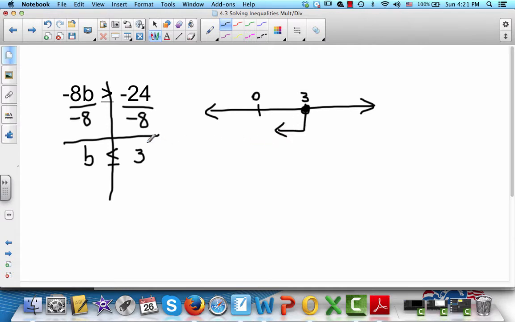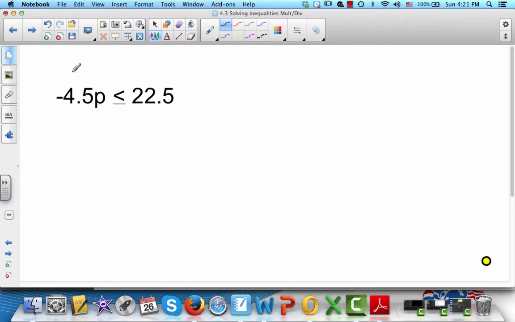Okay, remember, not just when a negative number is involved, but when you multiply or divide by a negative number, that's when you switch the direction of the inequality sign. Okay, your turn. You do this one, pause the video and get back with me. We'll see how you did.